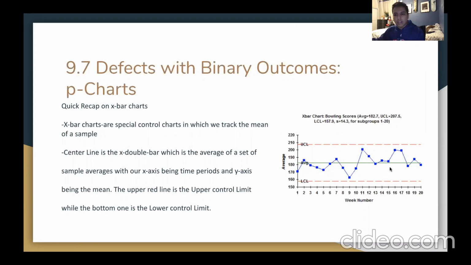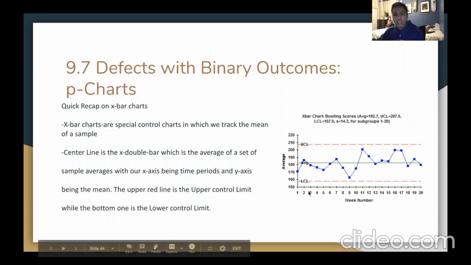This center green line is very important. This is the X double bar, and it's the average of a set of sample averages. Okay, this X-axis is our time period in which we are working. Our Y-axis is our mean or average. This red line up here is our upper control limit, and this bottom red line is our lower control limit.